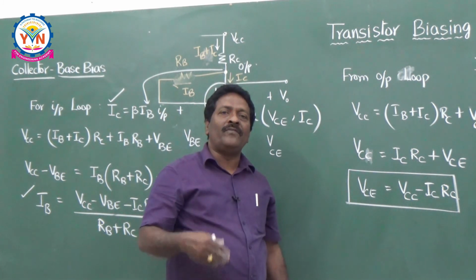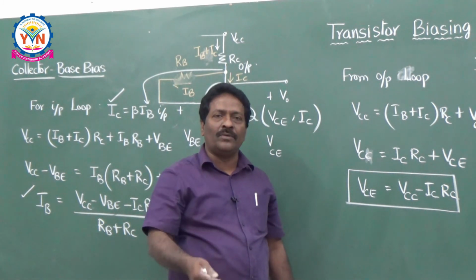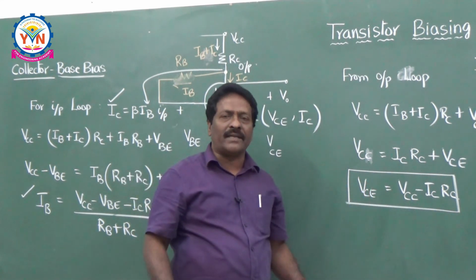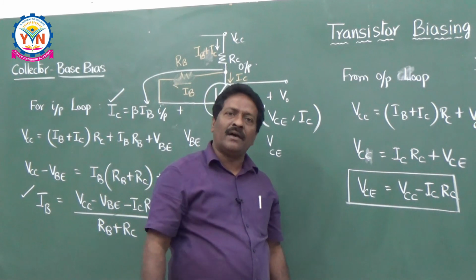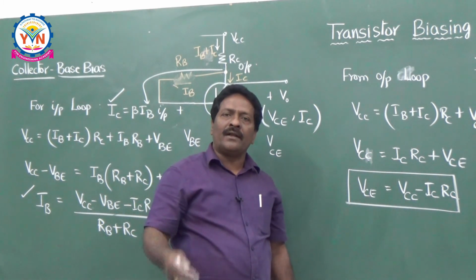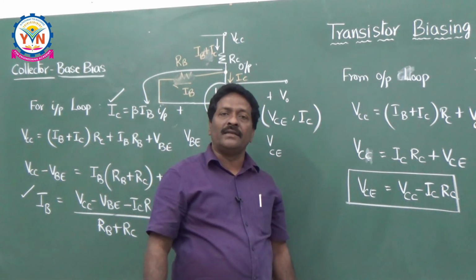That's why everybody is going for the next alternative, which is the most famous biasing technique, called self bias, emitter bias, or voltage divider bias, and that we are going to discuss in the next class.